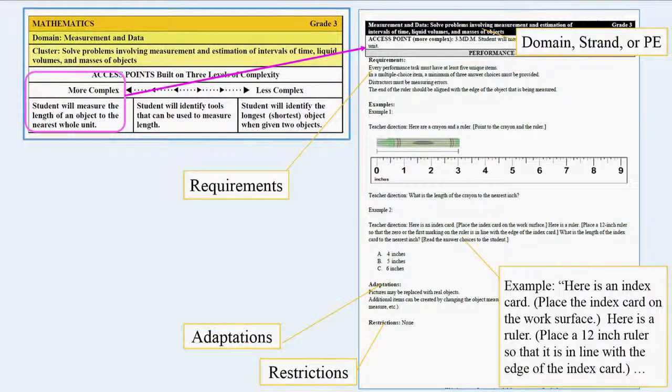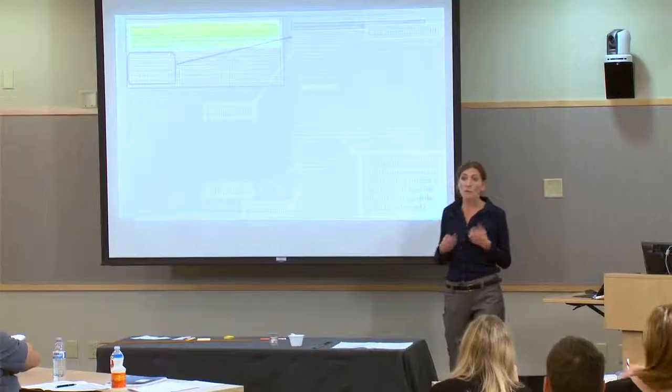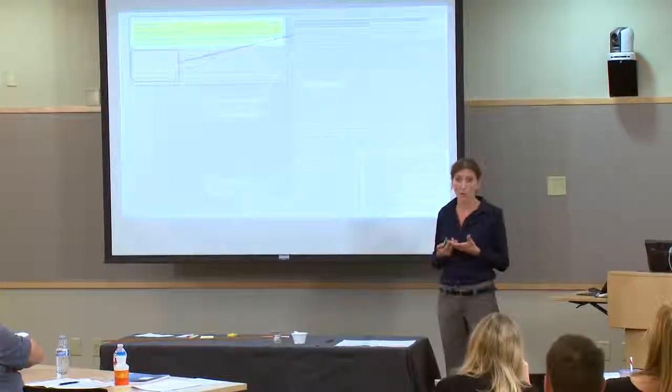So again, I'm going to call this out to you. I just did this with you, but you can really see the clear association here. So it is circle. More complex, I'm going to do the measuring. It's up there. My example very clearly is set out for you. You may or may not want the script. It might help you to start out with, but you're not charged with figuring it out. It's there for you. So here's an index card, and then in parentheses it actually tells you, put the index card on the work surface. You probably don't need that, but it's there. Here's a ruler, place a 12-inch ruler so that it's in line with the edge of the index card, and then I stop there. But you can see it's really well called out as to where you're going.